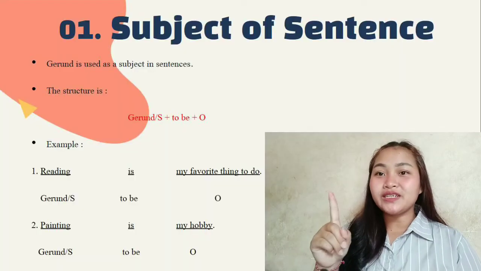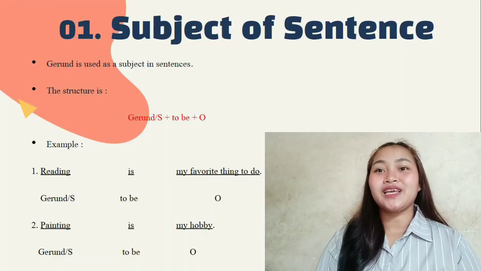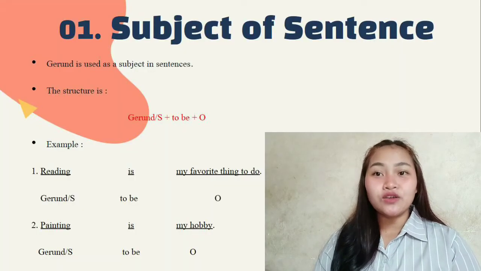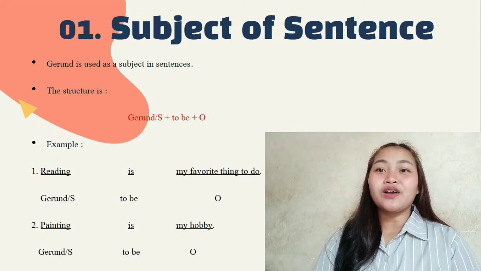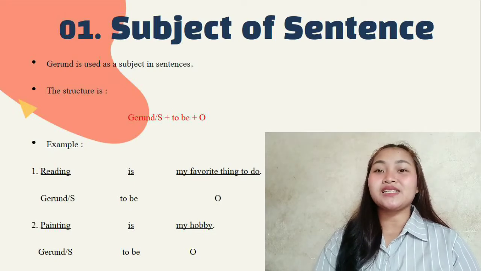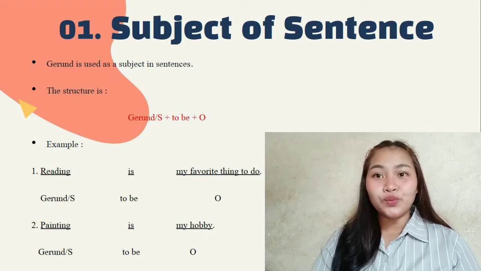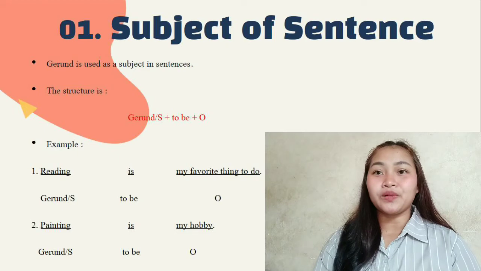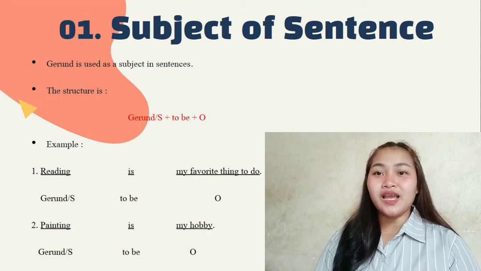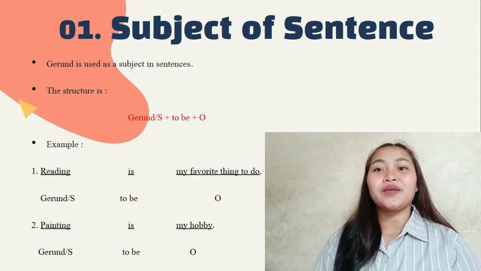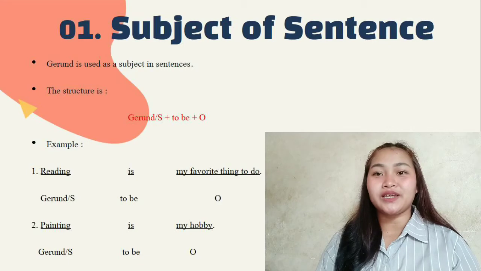Okay, for the first is subject of sentence. In this part, gerund is used as a subject in sentences. So the structure of subject of sentence is gerund or subject plus to be plus object. For example, number 1 is reading is my favorite thing to do. So reading as gerund or subject is as to be and my favorite thing to do is object.